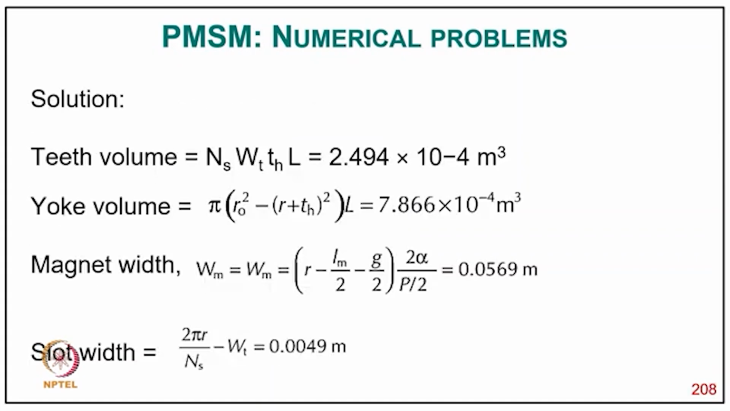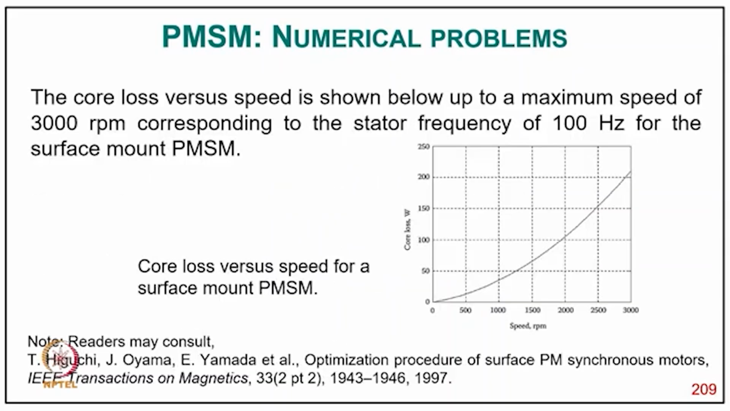Now the solution: teeth volume is NS WT TH L, and that comes to 2.494 × 10^-4 meter cube, and yoke volume, that is pi in bracket RO square minus (R plus TH) square into L, that comes to 7.866 × 10^-4 meter cube. Magnet width is WM equal to (R minus LM by 2 minus G by 2) into 2 alpha upon P by 2, that comes 0.0569 meter, and slot width is 2 pi R upon NS minus WT, that's 0.0049 meter.